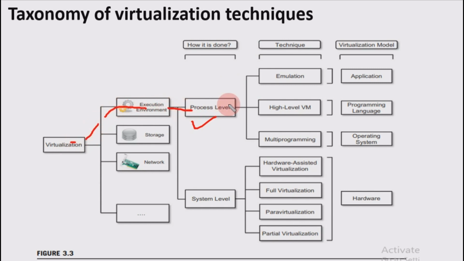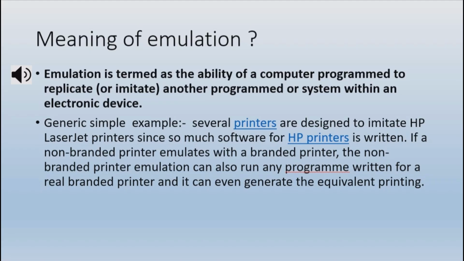So let's understand emulation. First, understand what emulation means. Emulation is the ability of a computer program to replicate, or imitate, another program or system within an electronic device. A simple example: several printers are designed to imitate HP LaserJet printers, since so much software for HP printers is written. If a non-branded printer emulates a branded printer, it can run any program written for the real branded printer, and it can even generate the equivalent printing.